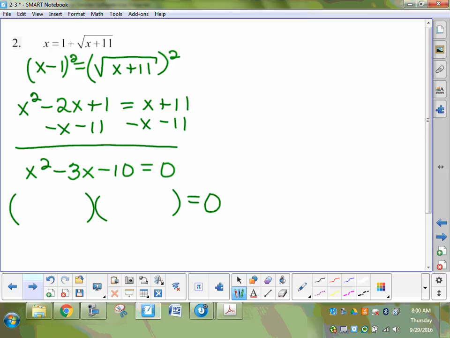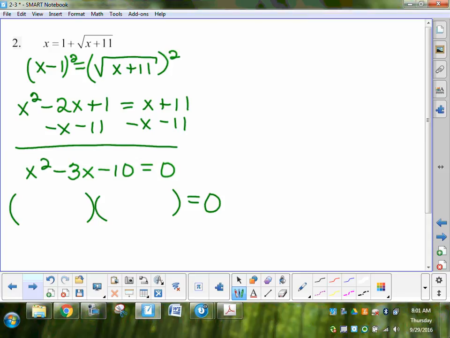We need numbers that add to -3 and multiply to -10. I'd start with the factors of -10, work my way to -3. Tell me the 2 binomials, please, that we get. We've got seriously 1, 2, 3, 4, 5, 6, 7 of you. What do you want to say, please? X minus 5 is 1, and what's the other one?